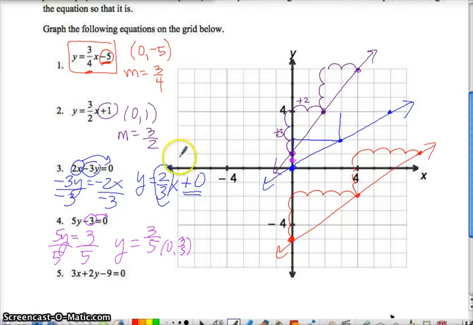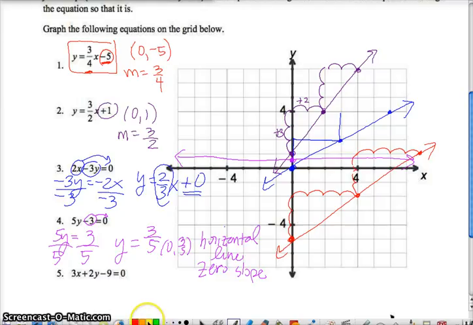But that means y is always going to be 3/5, which means that's a horizontal line going through 3/5 on the graph, on the y-axis. So this was a horizontal line, which means it has a slope of 0. And finally, for this last one, which color should we use?